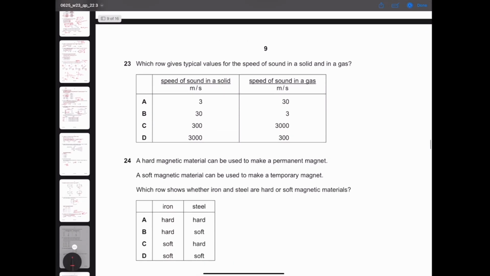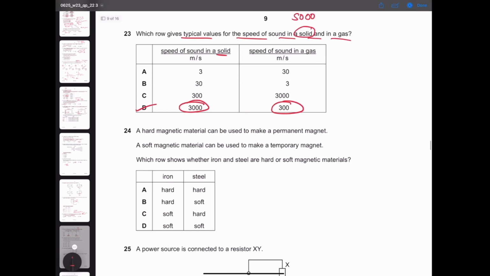Which row gives typical values for the speed of sound in solid and gas? In solid, we know that it is nearly 5000, more or less depending upon the density. But the average is that. Now, in this case, they're using very small values, but you can easily differentiate. In solid, it will be clearly larger. And in the gas, it will be slow. It will be less. So 3000 and 300, this is the best representation. In gas and air, it is nearly 340. So you can pick 300, that is correct.